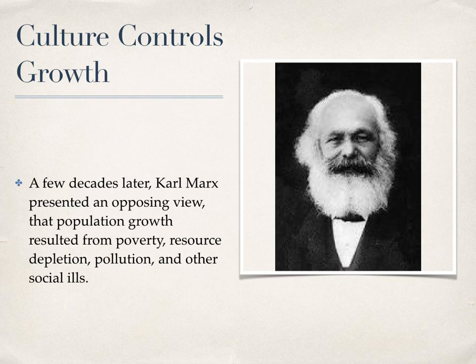The economist Karl Marx presented an opposing view. To him, population growth results from poverty, resource depletion, pollution, and other social ills. Slowing population growth, claimed Marx, requires that people be treated justly and that exploitation and oppression be eliminated from social arrangements.